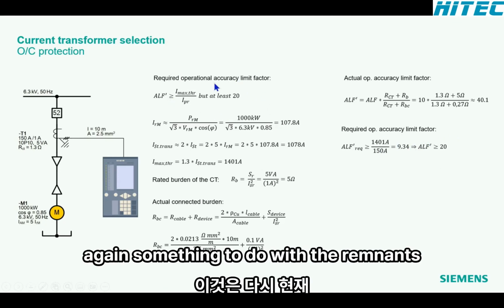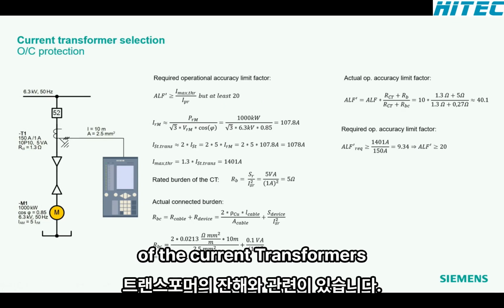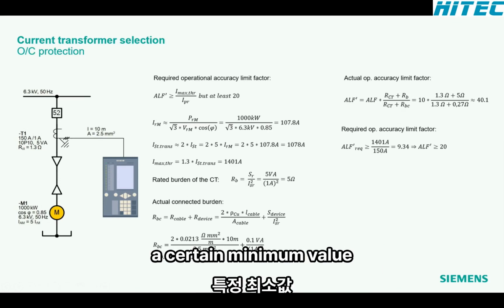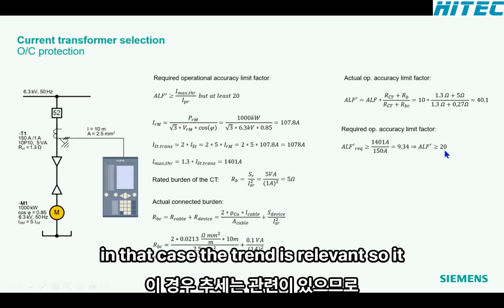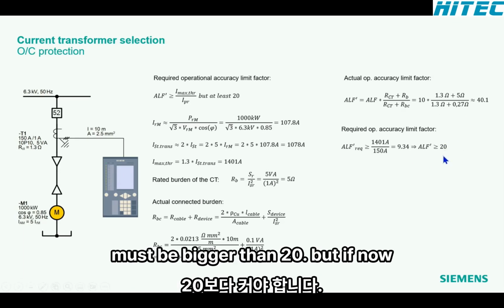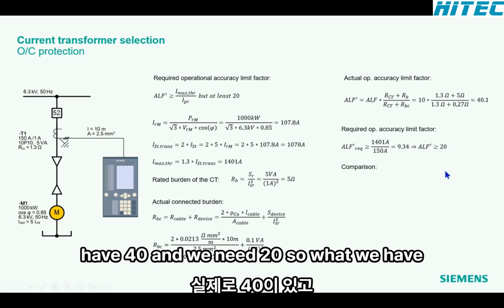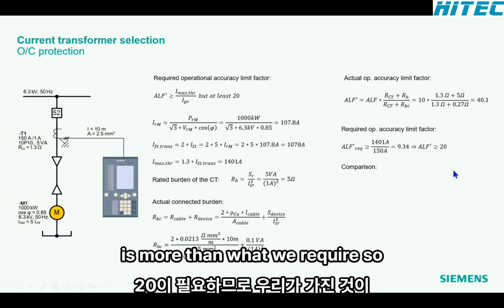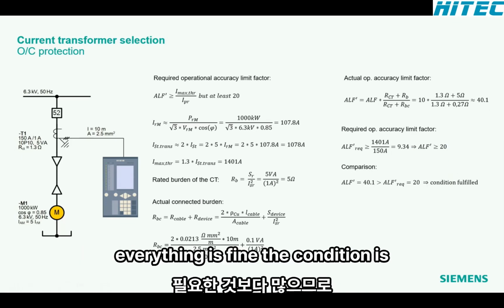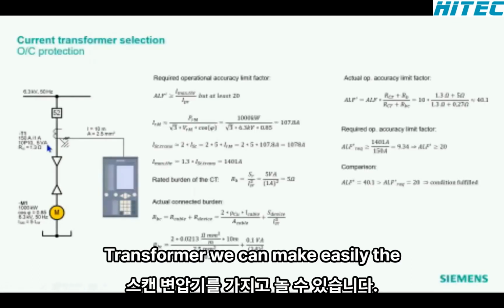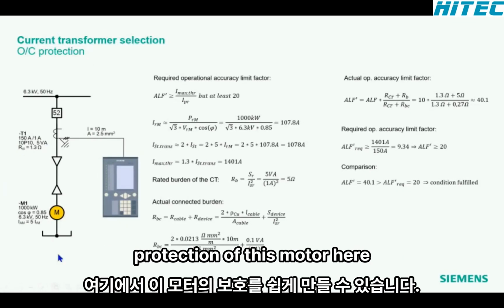This has again something to do with the remanence of the current transformers. Therefore, we normally want to have here a certain minimum value. In that case, the 20 is relevant, so it must be bigger than 20. And if we now compare what we really have, actually we have 40 and we need 20. So what we have is more than what we require. So everything is fine, the condition is fulfilled. We can say with this current transformer, we can easily make the protection of this motor here.